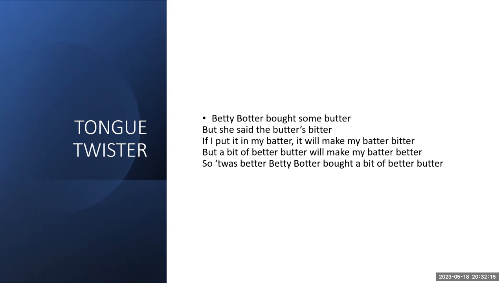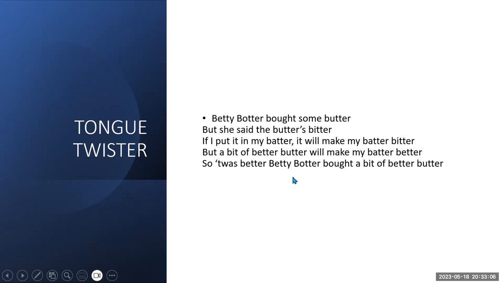Okay, Brian, are you there, Brian? Yeah, teacher, I want to say the tongue twister. Okay. Betty Butter bought some butter, but she said the butter bitter. If I put in my butter, it will make my butter bitter. But a bit of better butter will make my better bitter. So it was better Betty Butter bought a bit of better butter. Okay.